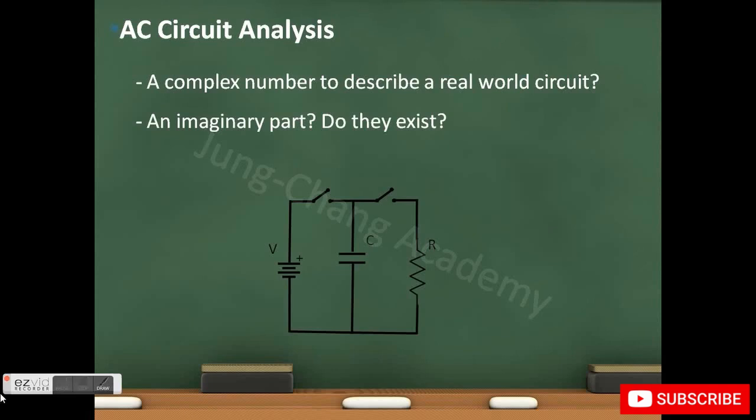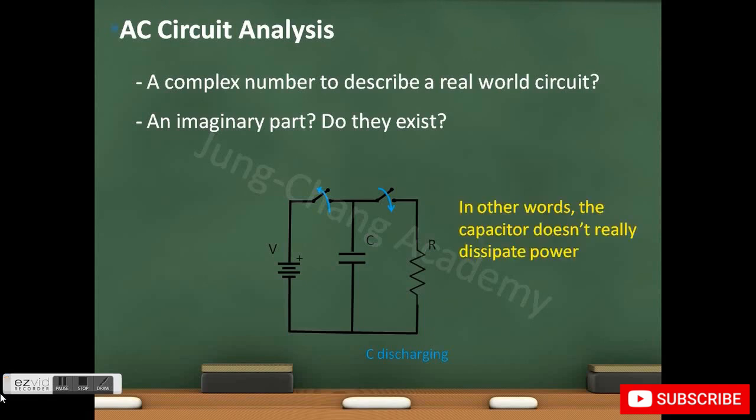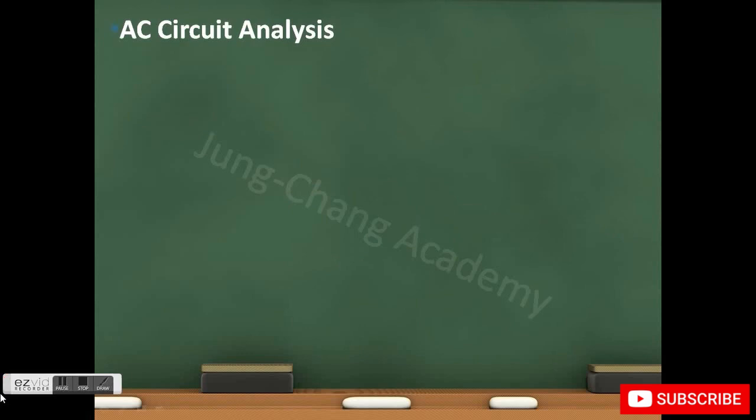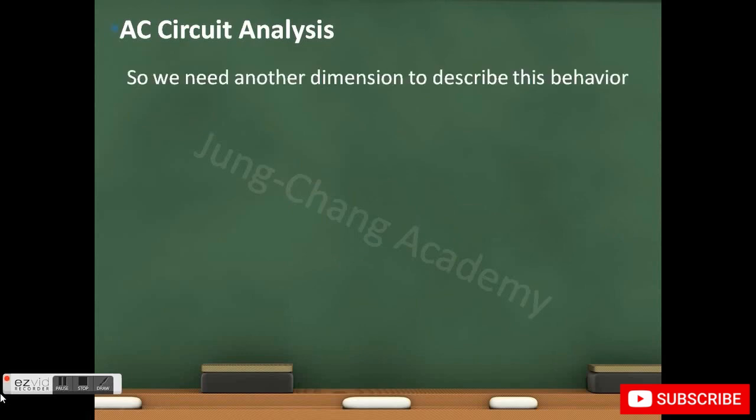Consider this circuit. When we close the first switch, the capacitor starts to charge and the energy is stored in the form of an electric field. Once the capacitor is fully charged, we open up the first switch and close the second. This allows the capacitor to deliver its energy to the resistor. Notice that during this whole process, the capacitor does not dissipate power itself. It only stores and releases energy. So when we talk about energy and power, we need another dimension to describe this behavior, and that's why we use a complex number to represent AC power.